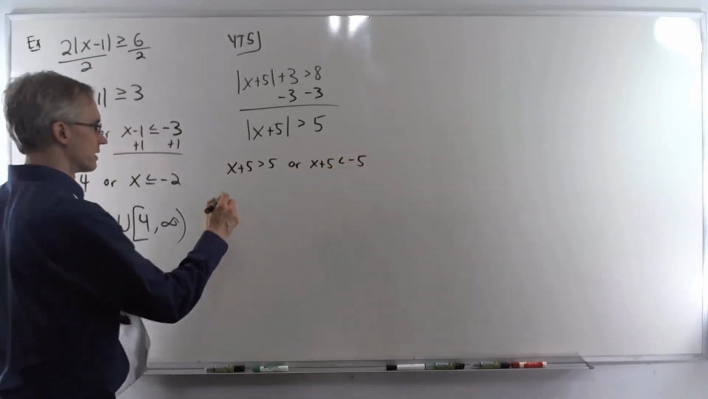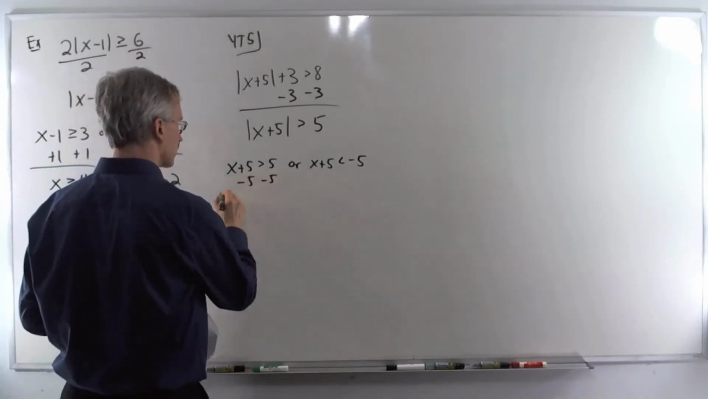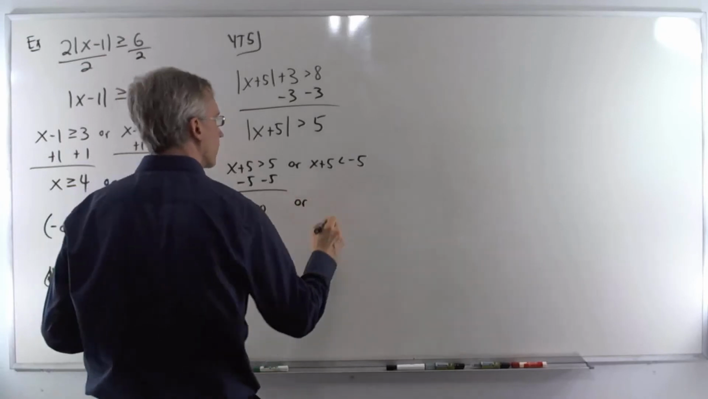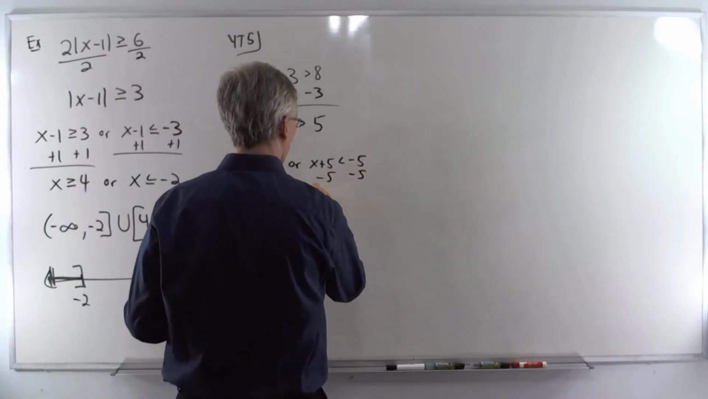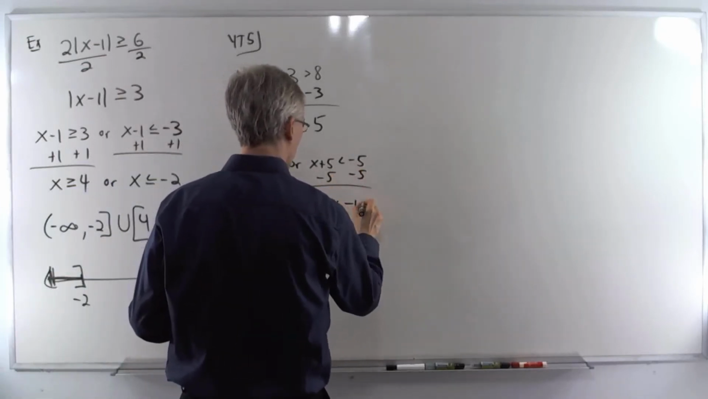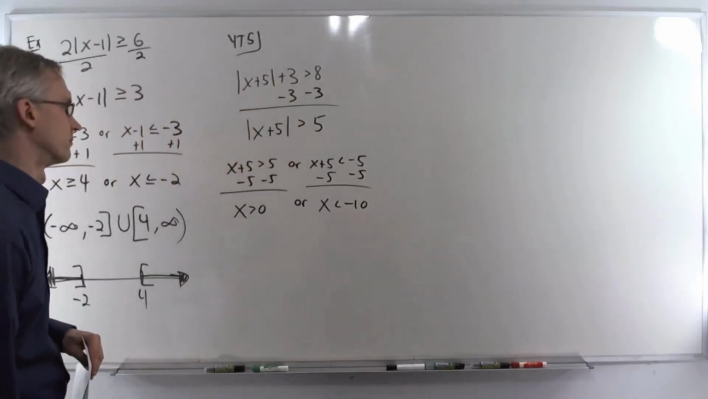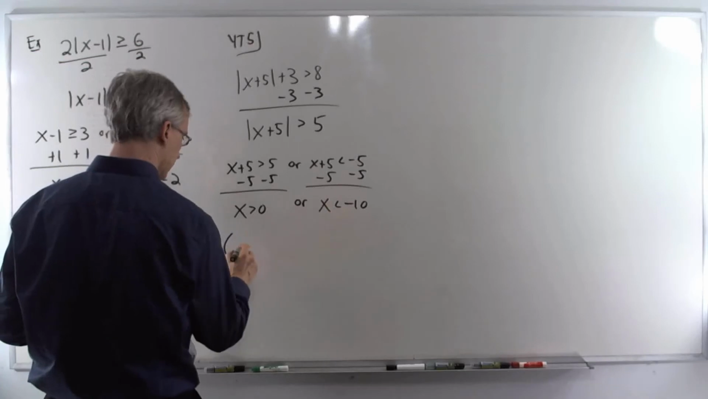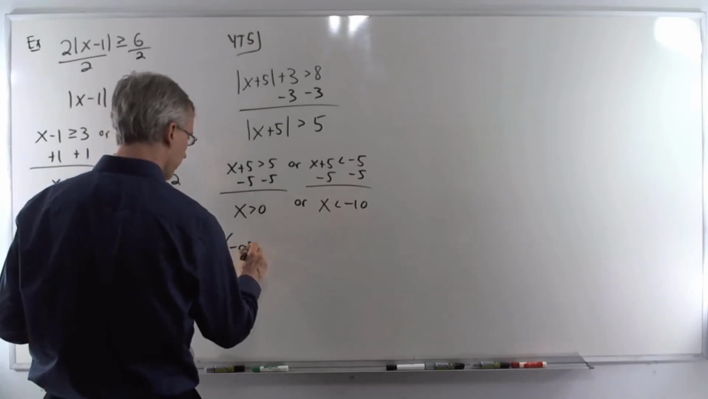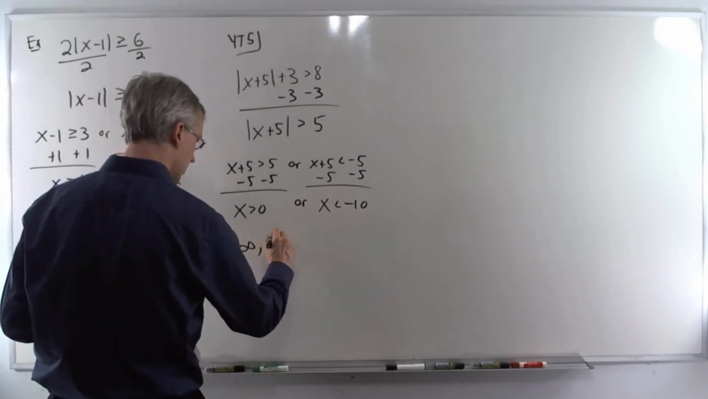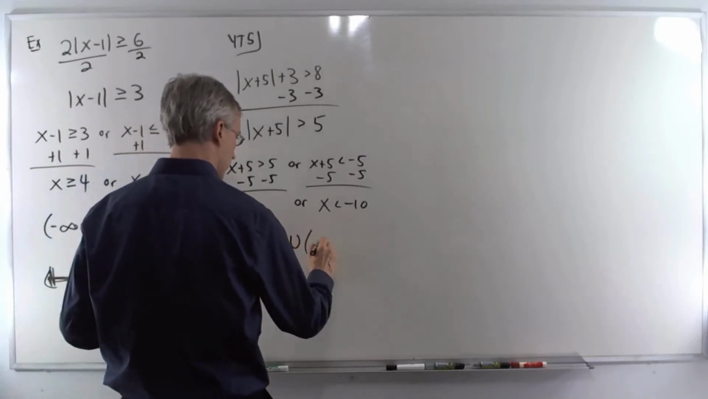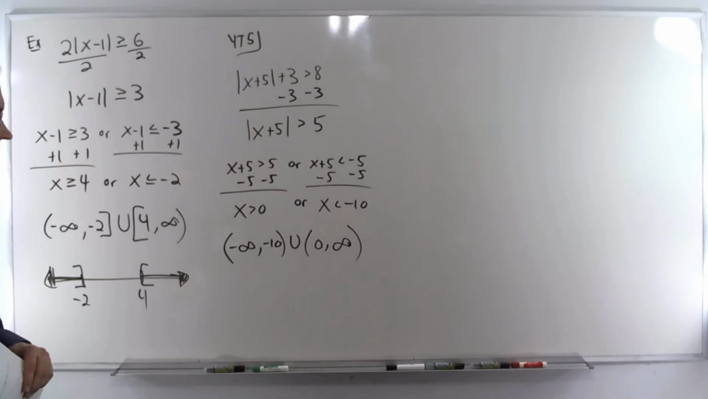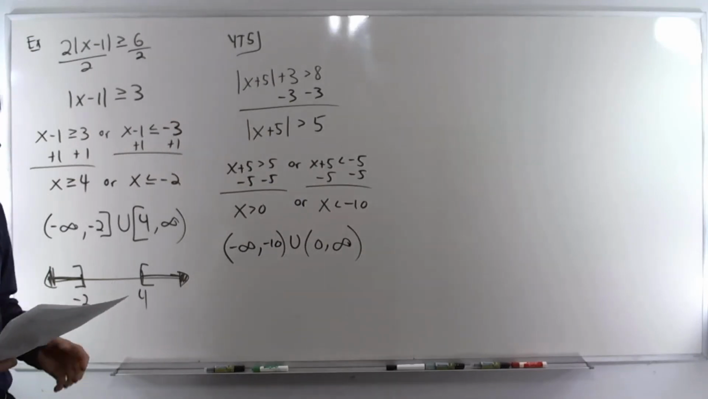All right, now we'll solve these. Subtract 5 from both sides, we get x greater than 0, or x less than -10. So we have strictly greater and less than, so there'll be parentheses. So, -infinity to -10, union 0 to infinity.